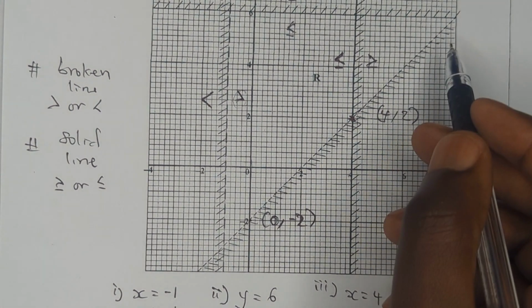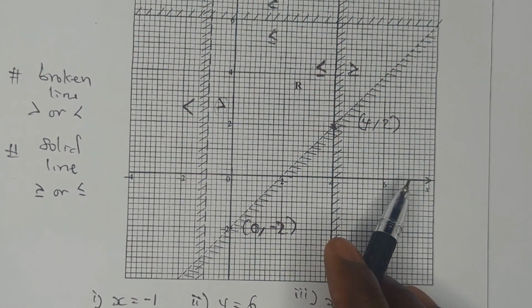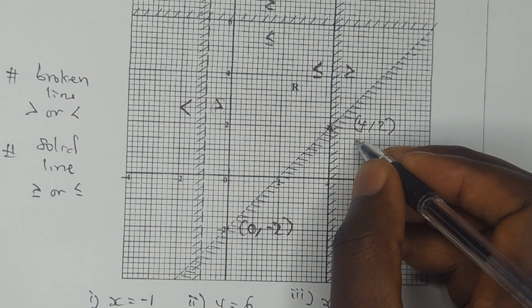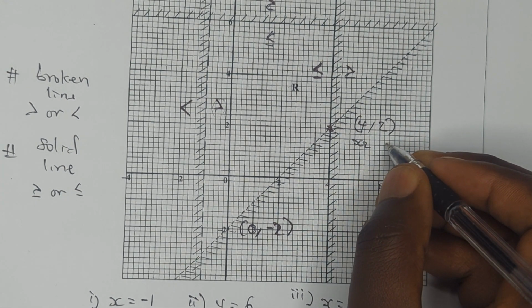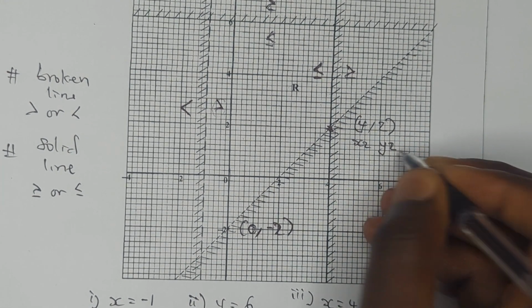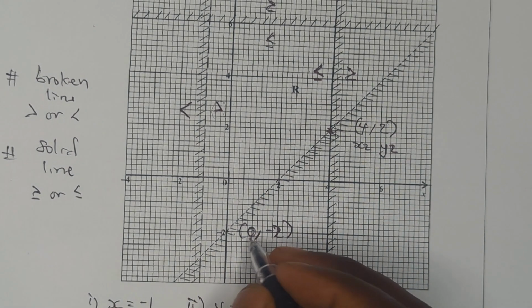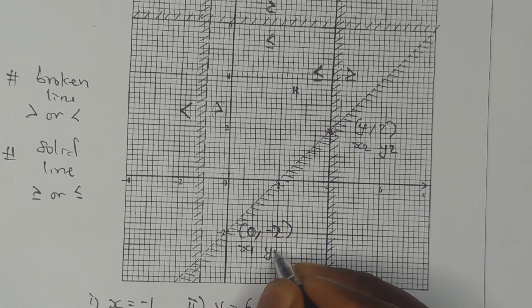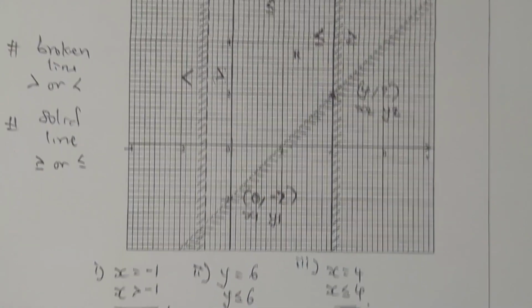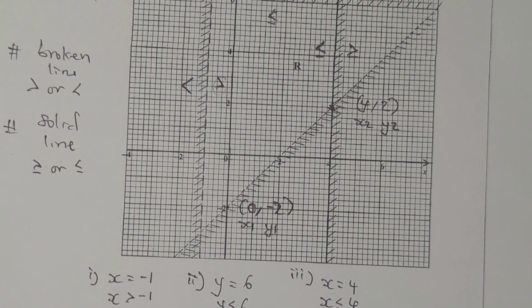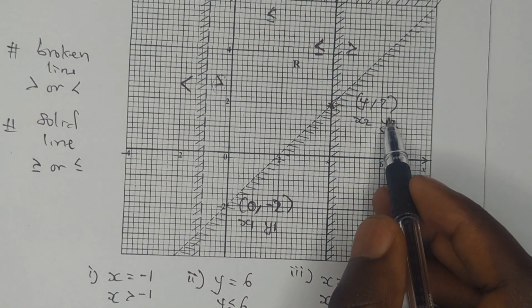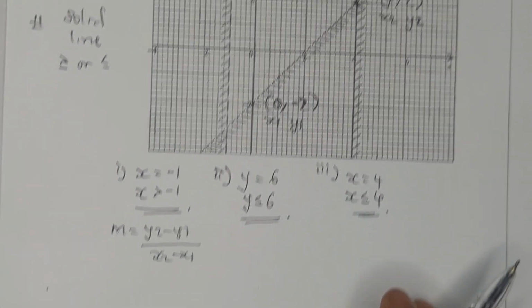When it is slanting in this direction, the coordinates up here are going to carry x2, y2, and here this will be x1, y1. So these coordinates, we can replace them. So our y2, that is 2.